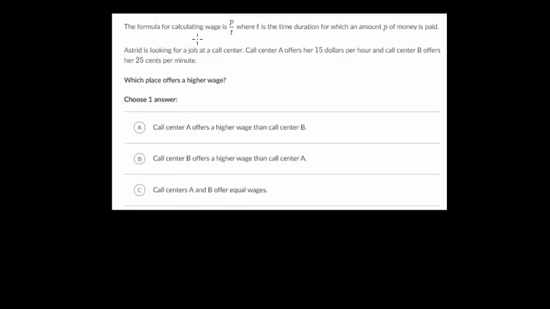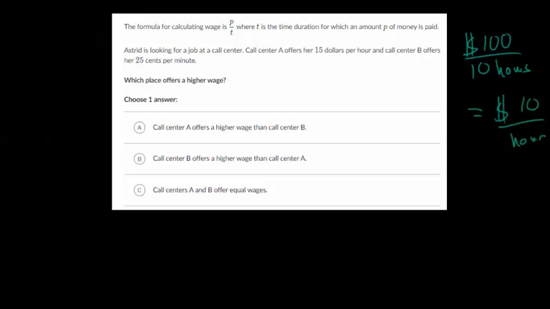So the formula for calculating wage is P divided by T, where T is the time duration for which an amount P of money is paid. So if you work for 10 hours and you make $100 in that 10-hour period, you just divide to figure out that you make $10 per hour. So that's all this formula essentially means. So let me just rewrite it. Our wage is our total amount of money, P, divided by T for time.